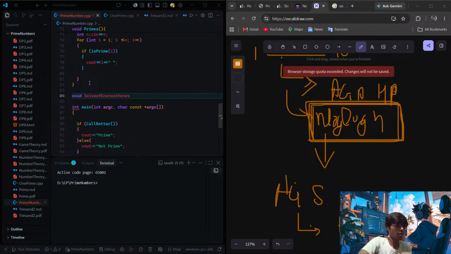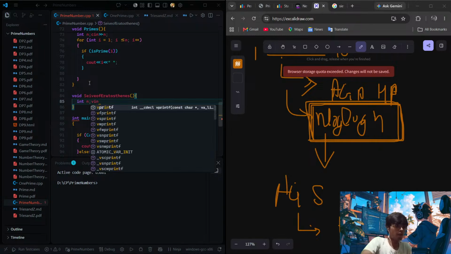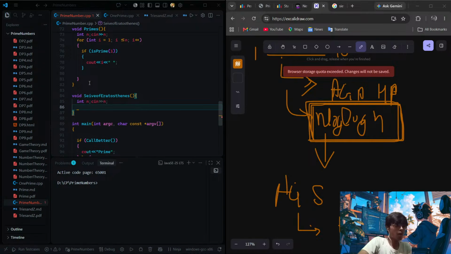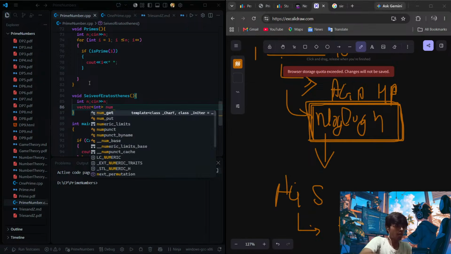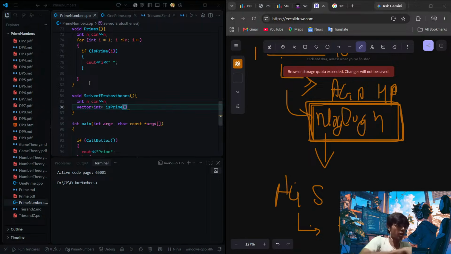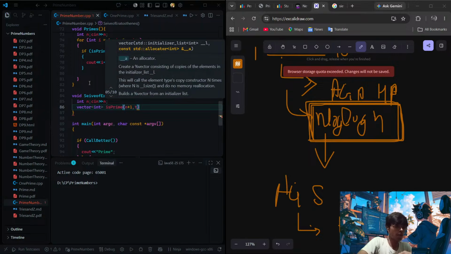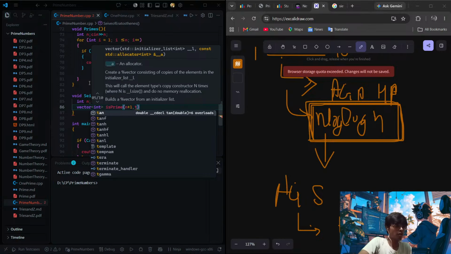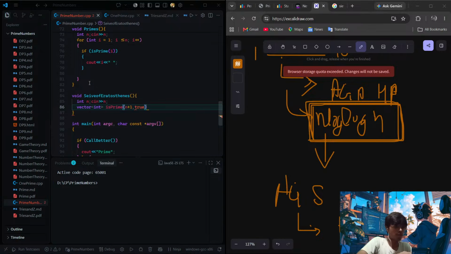Eratosthenes. Okay, so how will we calculate it? Suppose we are given n and I want to know all the primes in the range up to n. So I will create a vector of int, nums or is_prime, of size n plus 1, and initially every number is a prime.